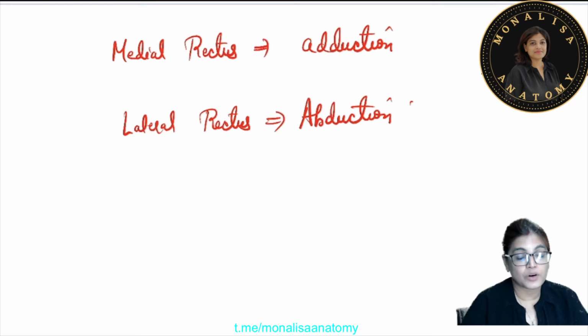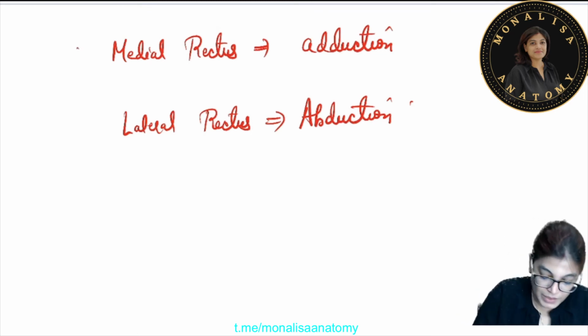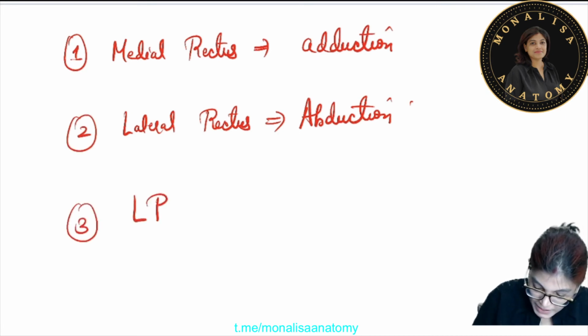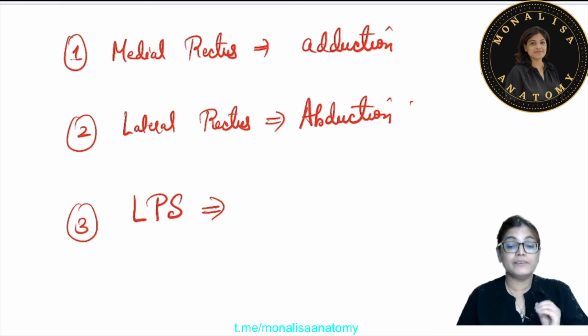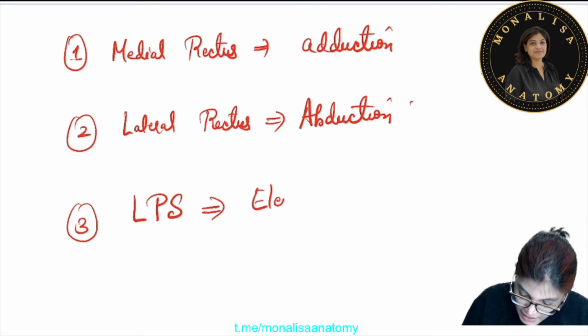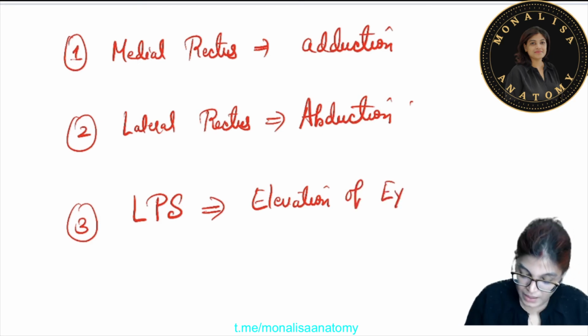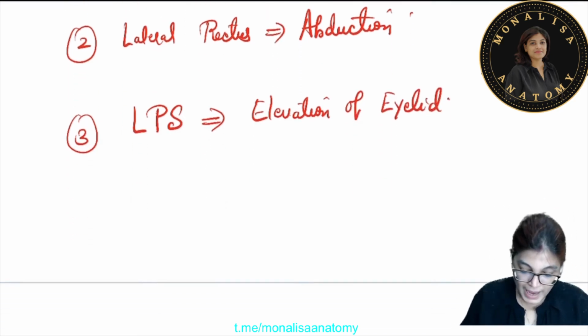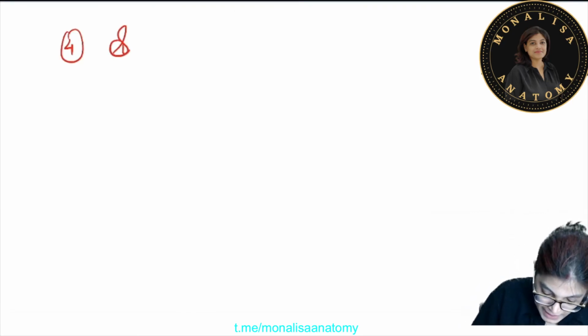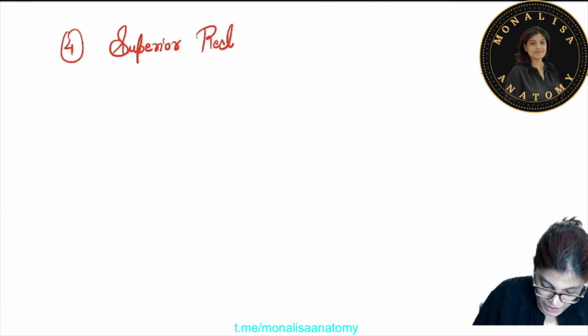Altogether we have 7 extraocular muscles. We have done with the first and the second. There is one more extraocular muscle called LPS. What do we mean by LPS? Levator palpebrae superioris muscle. This muscle is involved in elevation of the eyelid. Now moving to the group of other muscles. We have 2 more recti and 2 oblique muscles. One is superior rectus and the other is inferior rectus.